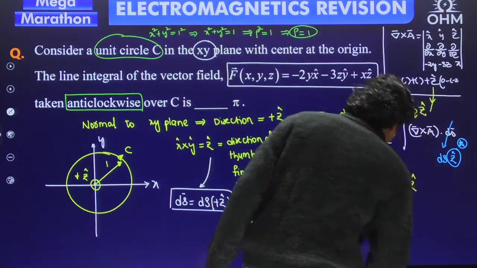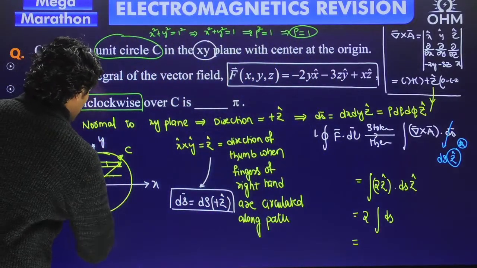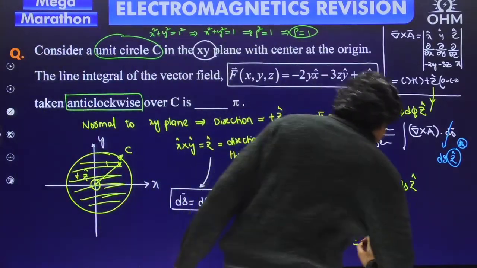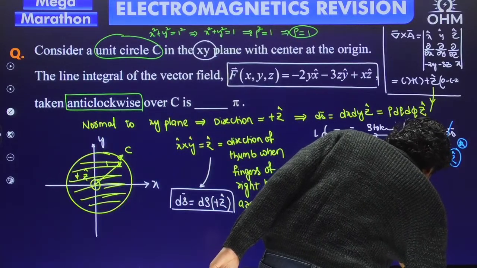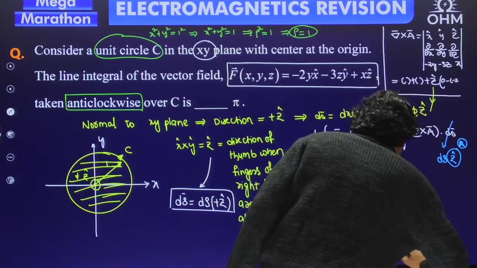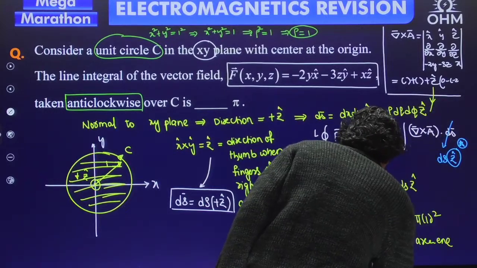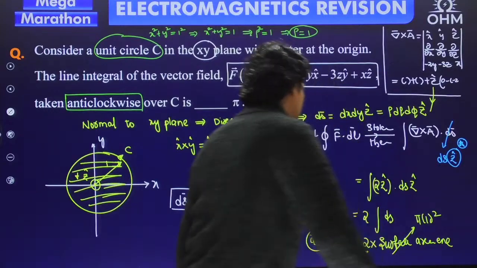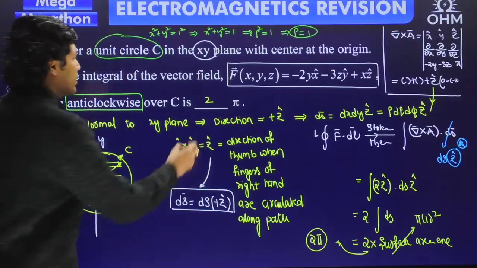What is integration of ds? Surface area. Which surface area? Enclosed surface area. How much is the enclosed surface area here? Area of a circle whose radius is nothing but 1. So this becomes equal to 2 into simply the surface area enclosed, which is pi times 1 square. So in this case, the answer is nothing but 2 pi. So what you're supposed to enter here is nothing but 2.